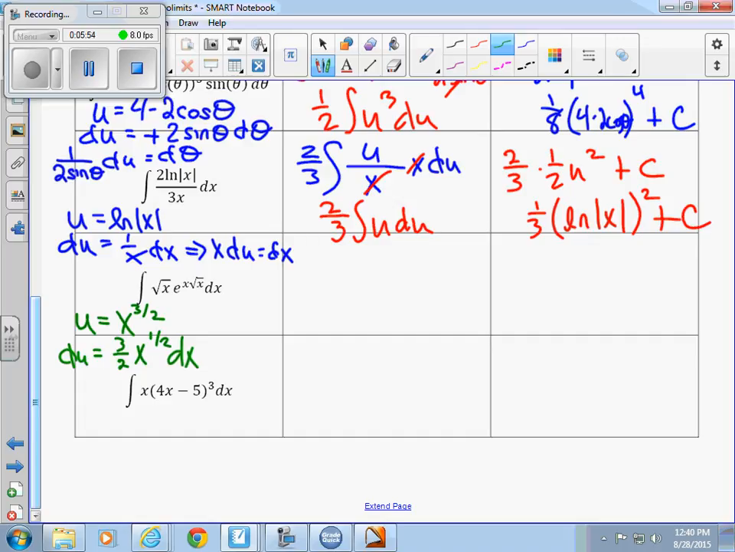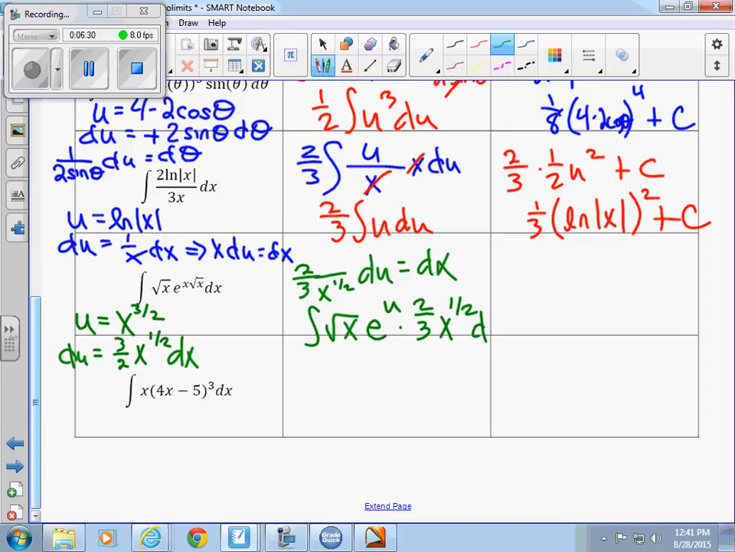So 2/3 divided by the x to the 1/2, something like that. du equals dx. Something like that. So my integral of the square root of x e to the u times 2/3 x to the 1, not x to the 1 half.